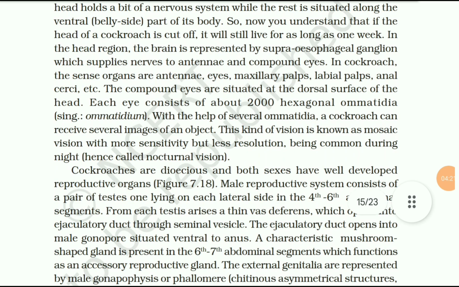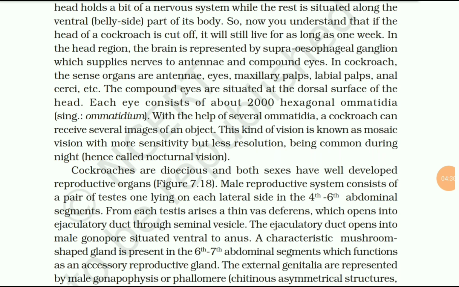Respiratory system consists of a network of trachea that open through 10 pairs of small holes called spiracles present on the lateral side of the body. Okay. Once again I am repeating that the respiratory system consists of a network of trachea that opens through 10 pairs of small holes called spiracles present on the lateral side of the body.